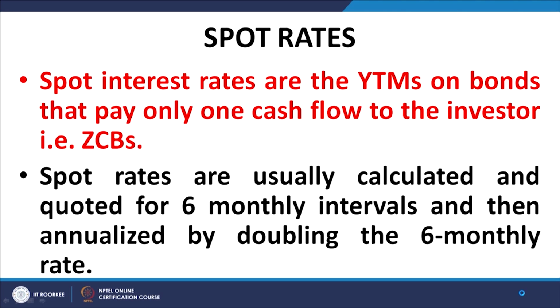So, we can say that spot interest rates are the YTMs on zero coupon bonds, bonds which do not have any coupon payments, which are either issued at discount and redeemed at face value, or issued at face value and redeemed at a premium. So, spot interest rates are usually calculated and quoted for 6 monthly intervals and then annualized by doubling the 6 month rate, as we saw in the example that we did a few minutes back.